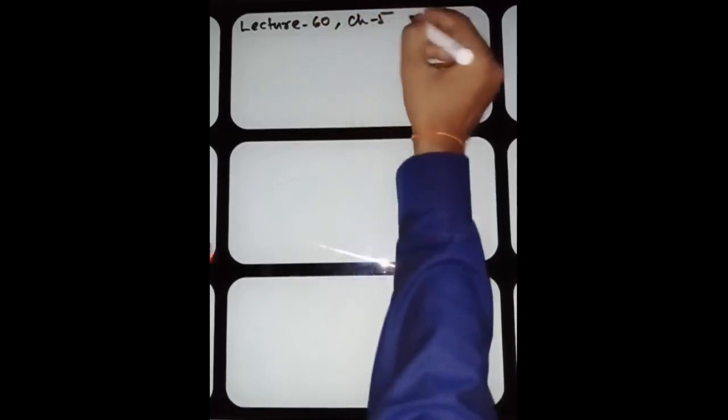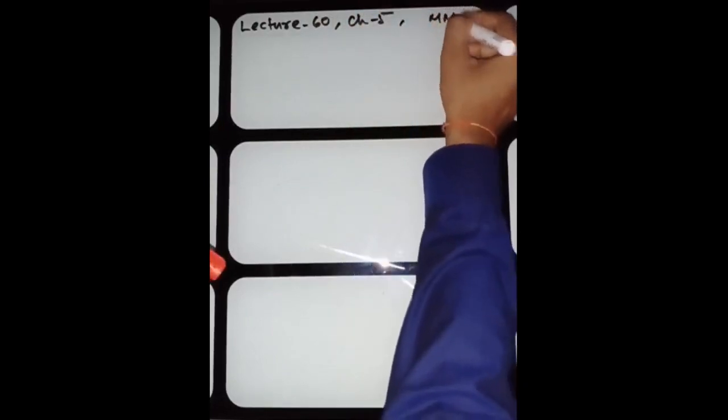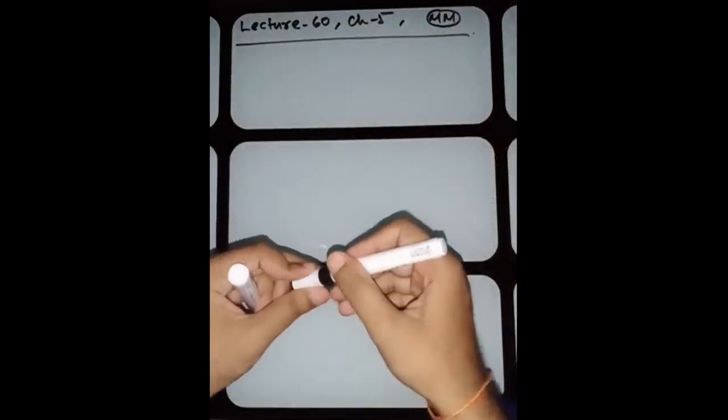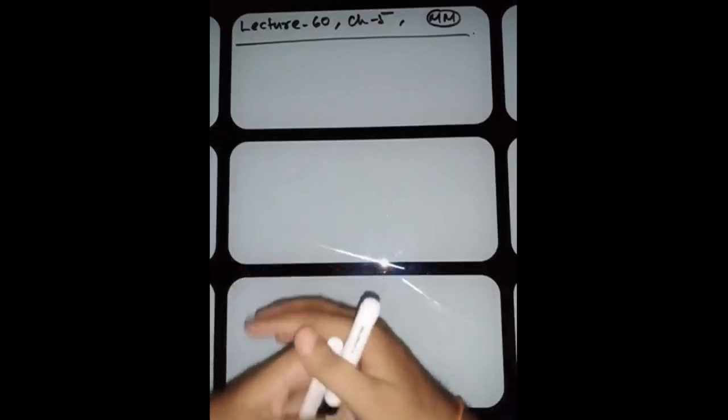Today we are in lecture number 60. Lecture number 60, of which chapter? Chapter 5, Magnetism and Matter. Finally we got this lecture.